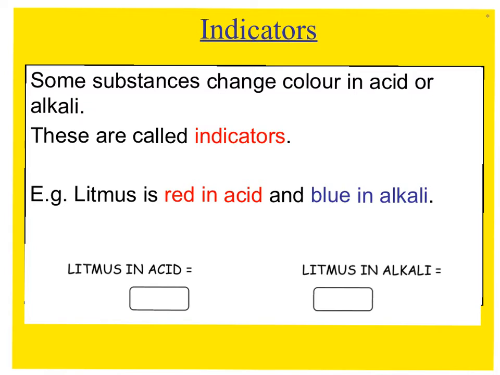Now litmus can come in paper form, and it can also come in liquid form. Now it comes in paper. We've got red litmus and blue litmus, and if it's the liquid that we're using, it's actually a purple liquid. But it doesn't matter whether it's paper or whether it's the liquid, because the colour change is always the same. So litmus will always turn red in acid, and it will always turn blue in alkali.